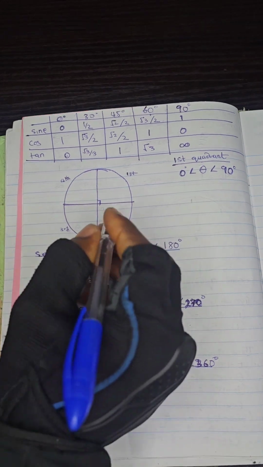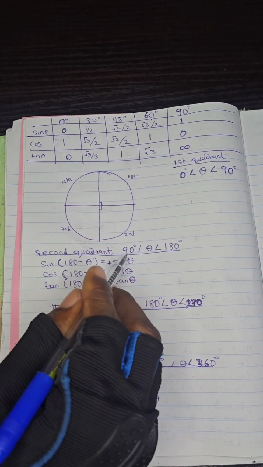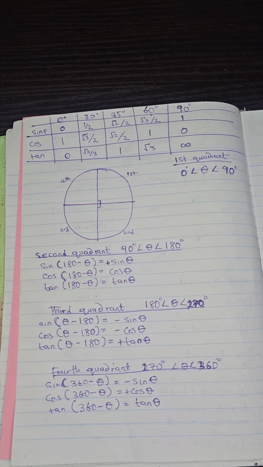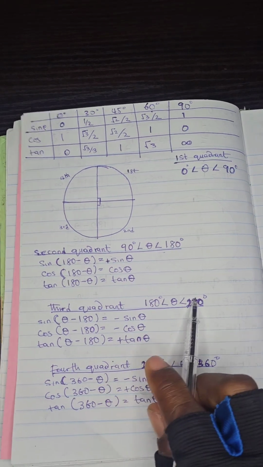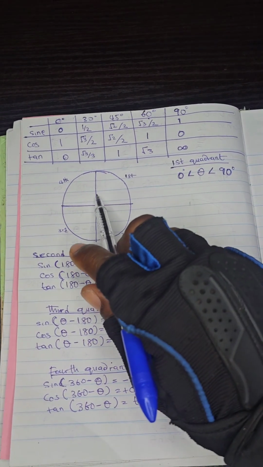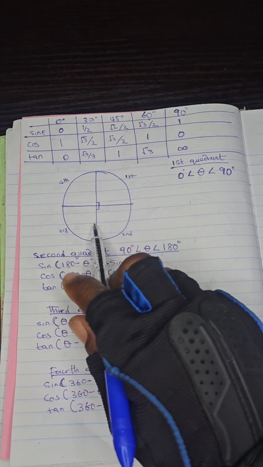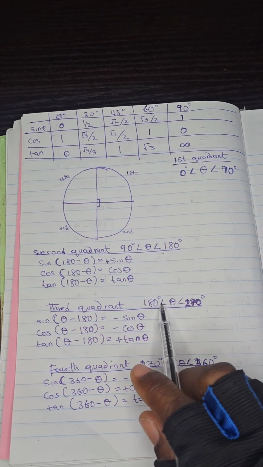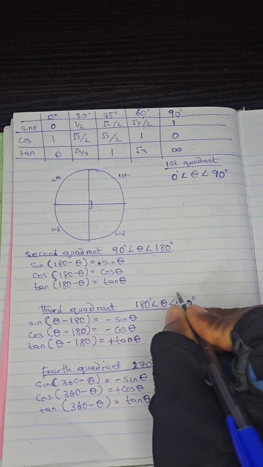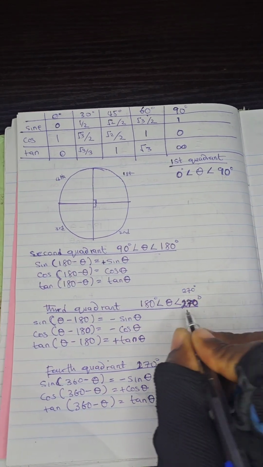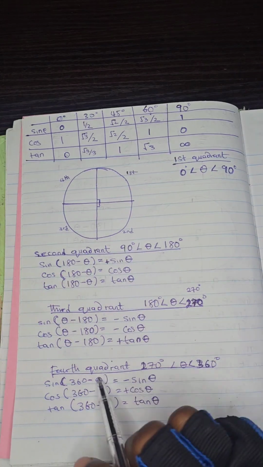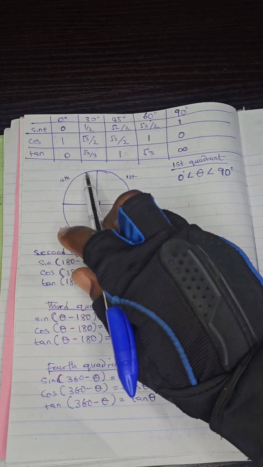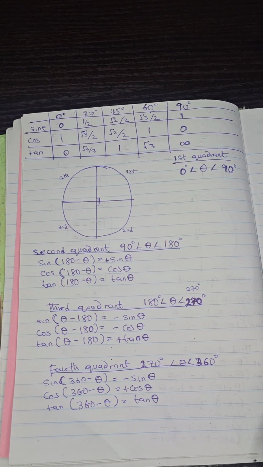Second quadrant is from 90 to 180. Third quadrant is from 180 to 270. This is 90 to 180. This is the third quadrant, 180 to 270. This is 270, in case for those that can see it properly. Then the fourth quadrant is from 270 to 360 degrees.